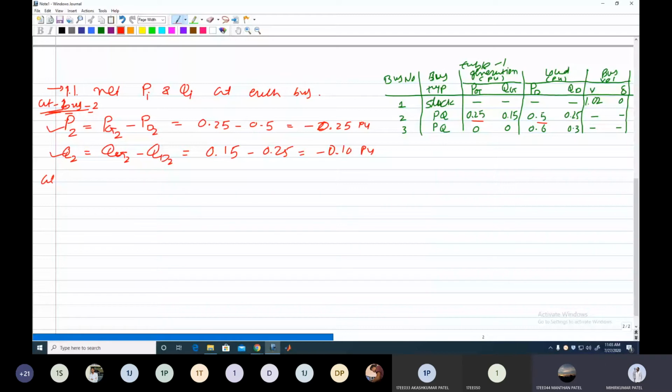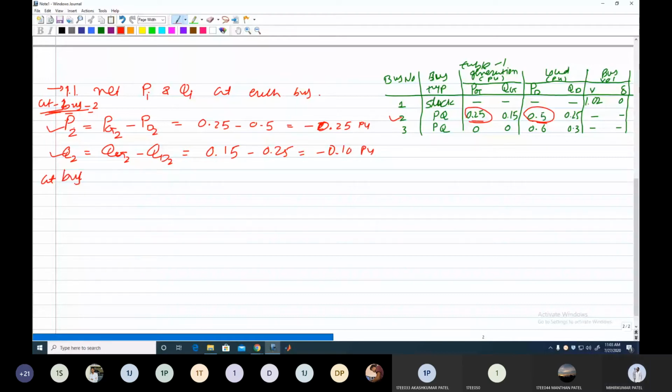P2 is given as minus 0.25. See, PG2 at bus number 2 is given. Similarly, PD2 is given. So you have to just subtract generation minus demand. So net active power at bus number 2 is minus 0.25. Clear? Similarly for Q.